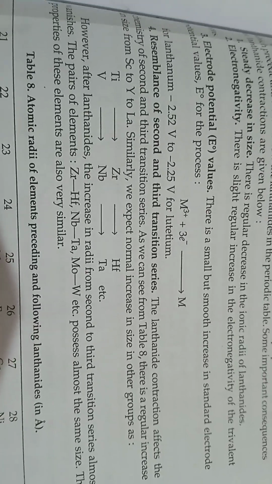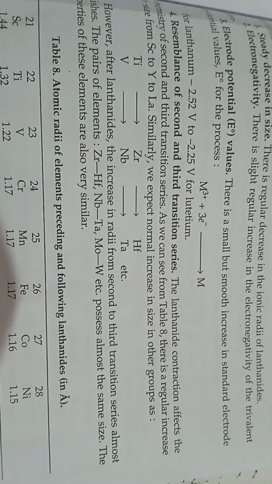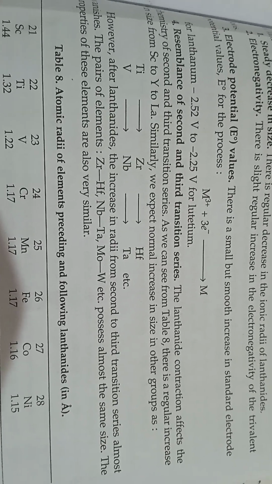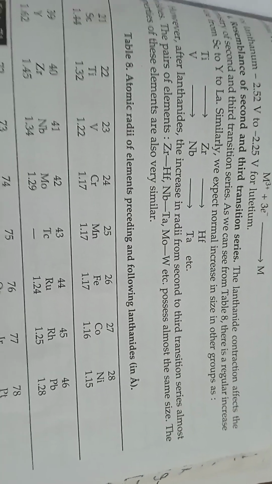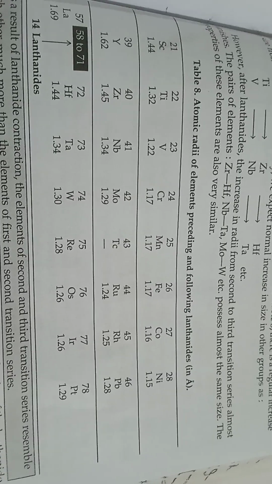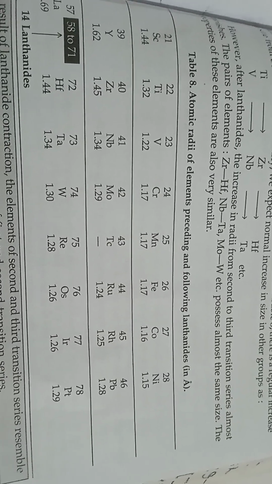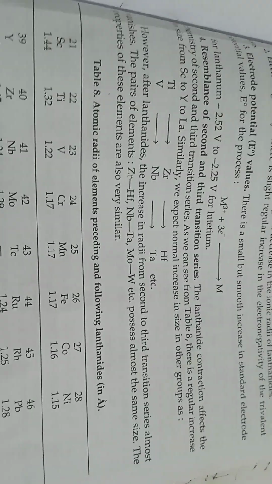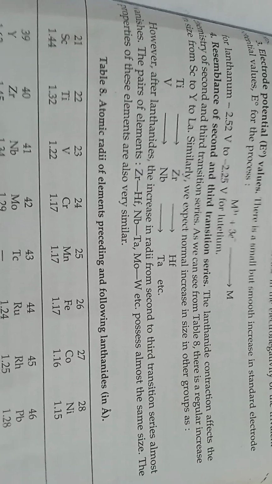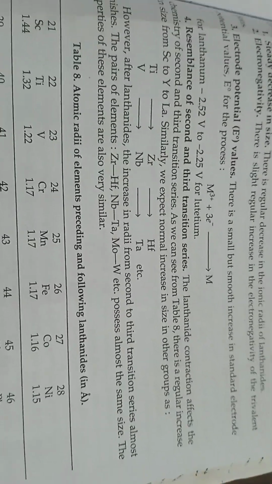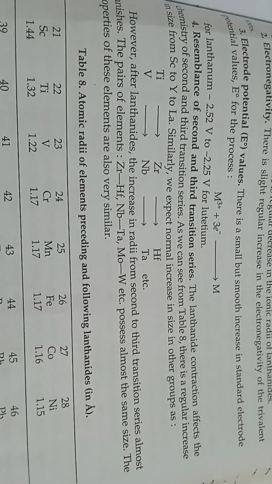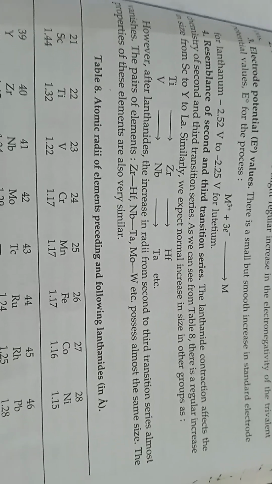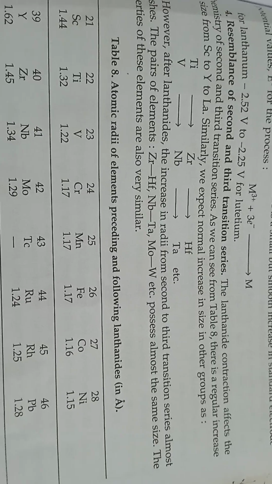Resemblance of second and third transition series. The lanthanide contraction affects the chemistry of the second and third transition series, as we can see from table 8. You can see table 8. Now, there is a regular increase in size from scandium to yttrium to lanthanum. Similarly, we expect a normal increase in size in other groups. However, after lanthanides, the increase in radii from second to third transition series almost vanishes.